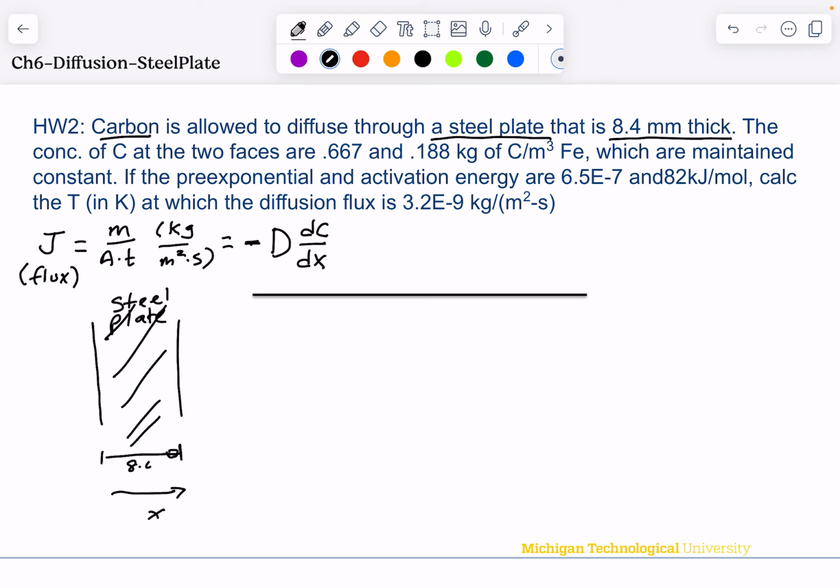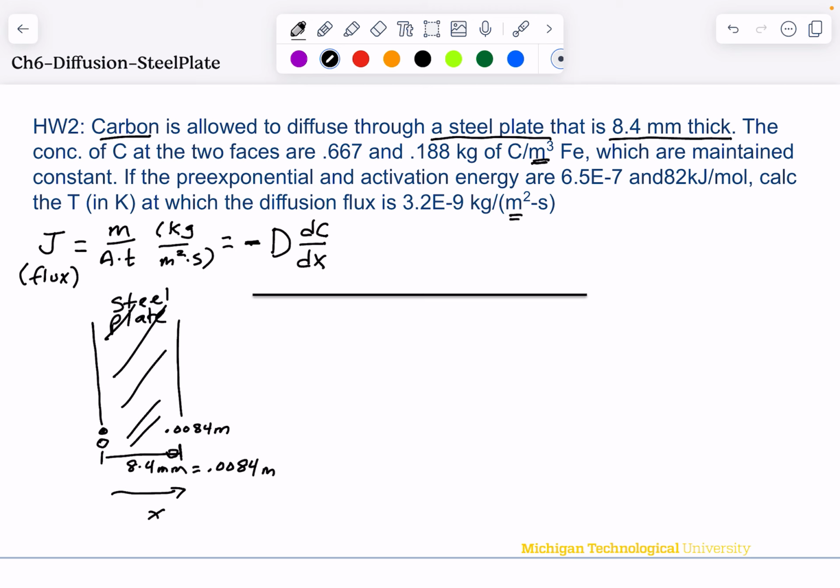And I'm going to be super smart here and point out that the units I'm seeing elsewhere in the problem have meters in them. I can see meters here and meters there. So I'm going to immediately change that into meters. So that will be 0.0084 meters. So if this is distance 0, this is distance 0.0084 meters.